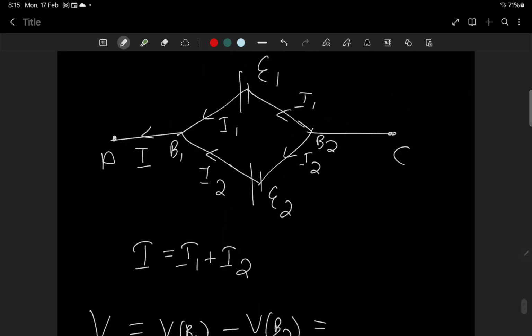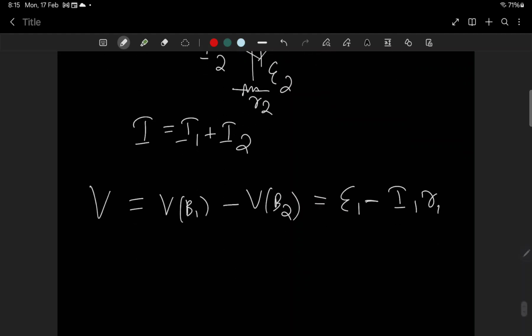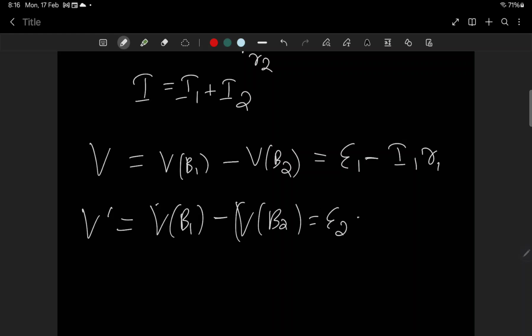If I am writing it for the first one, I can write it as E1 minus I1 R1. There is an R1 internal resistance. Here there is R2 internal resistance. If I am taking it across B2 also, I get the same: E2 minus I2 R2.